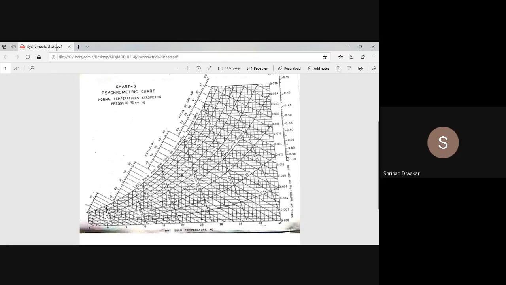Okay, it is on the right hand side. These are the specific humidity lines, all the horizontal lines. Suppose we want the specific humidity at this point. I see the cursor here, it lies between 0.020 and 0.022, so we can take the average of the two. This is the specific humidity line.